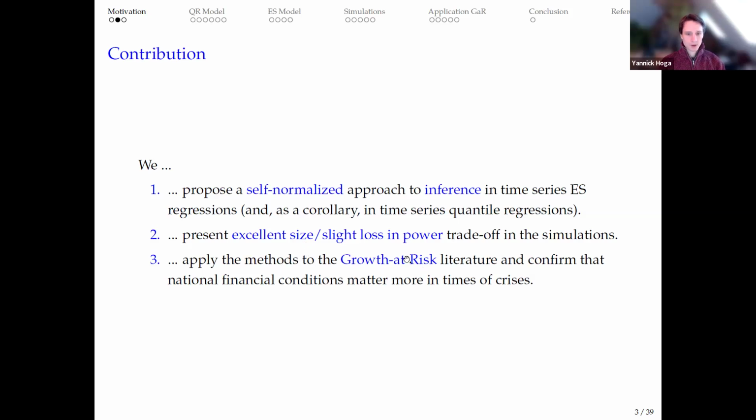Okay, and finally, we'll contribute by reconsidering the growth at risk application of Adrian et al., who were not able to draw valid inference for their expected shortfall regressions for US GDP growth. And that's what we can do now using our methodology. Okay, and I'll show you later on in the application here.